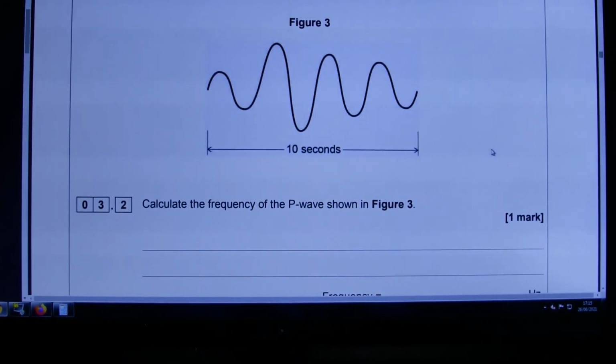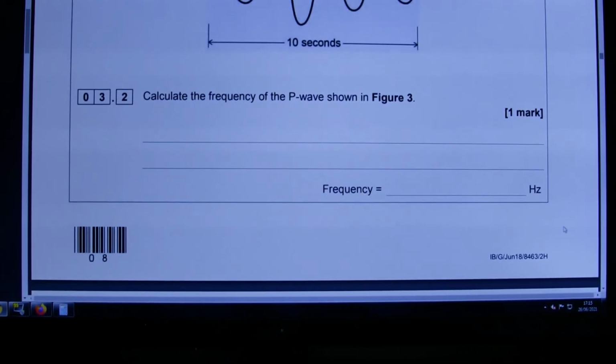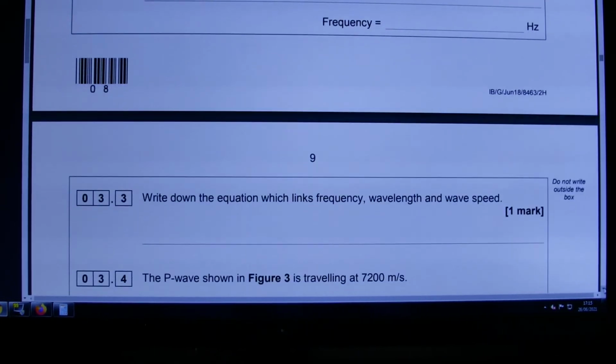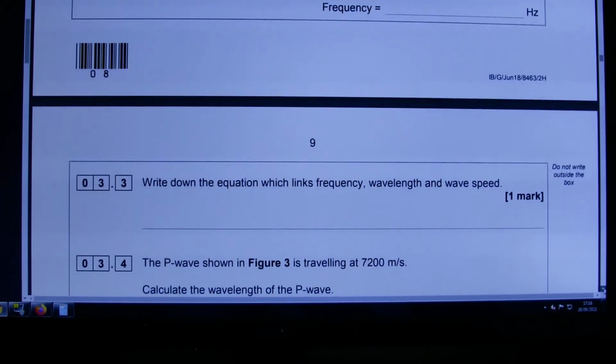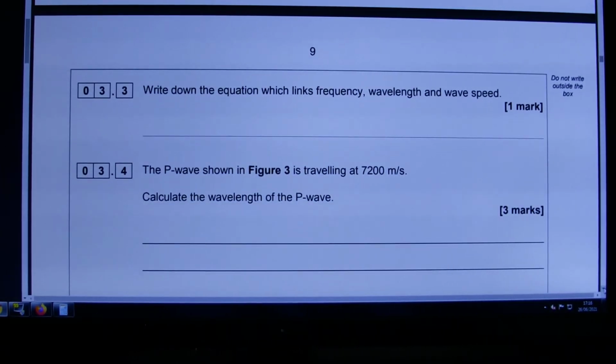Very conveniently, we've got it passing up through the rest position there. 1, 2, 3, 4 times in 10 seconds. So the period is 2.5 seconds, so the frequency is 0.4 hertz. Simple stuff. Write down the equation which links frequency, wavelength, and wave speed. Wave speed equals frequency times wavelength.